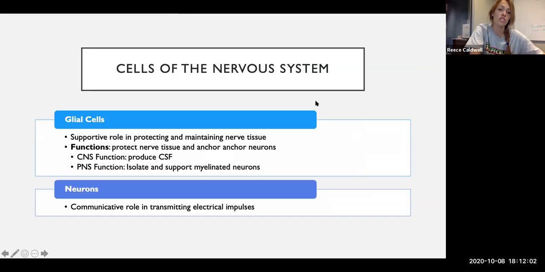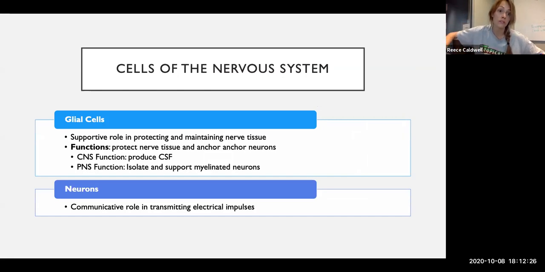So we have two major types of cells in the nervous system. We have glial cells and we have neurons. Neurons are truly the main cells of the nervous system because they're the ones that actually have that communicative role of transporting impulses in our body. So if you touch a hot stove, a neuron's going to sense that and send it to your brain and have you pull your hand away really quick.